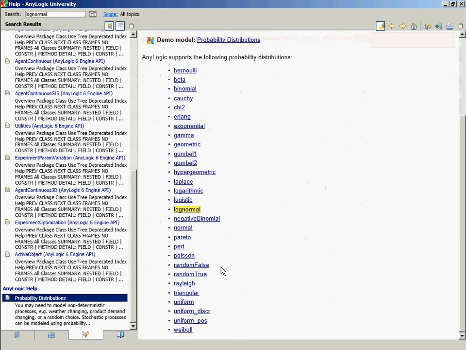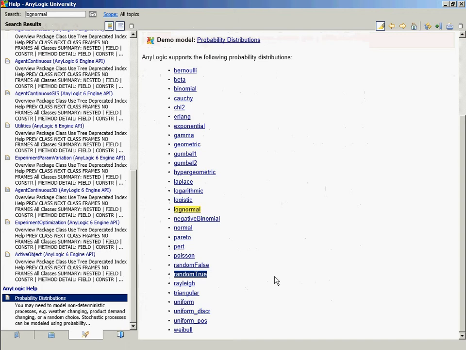Now, some of them I wouldn't call a distribution in the sense that it's a function that with a certain chance returns true or false, but it's a draw from a Bernoulli distribution. But here we have a set of distributions from which you can draw, from which you can sample directly.